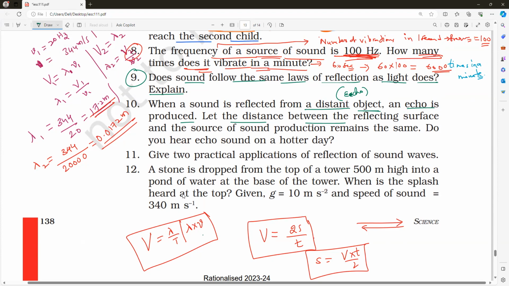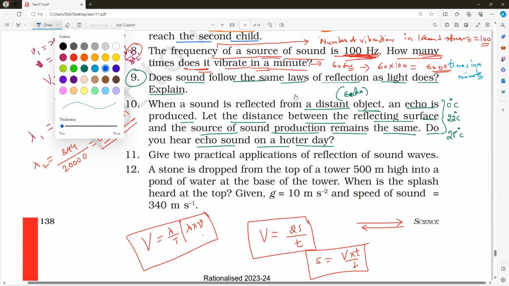Let the distance between the reflecting surface and the source of sound production remain the same. Do you hear the echo sound on a hotter day? Hotter means what? Temperature rises. Colder day and hotter day, that's what they are asking. If you observe the temperature range, for this one, a more general question: at 0 degree Celsius, at 22 degree Celsius, at 25 degree Celsius. Very good, she observed the things. So can you tell me three things?